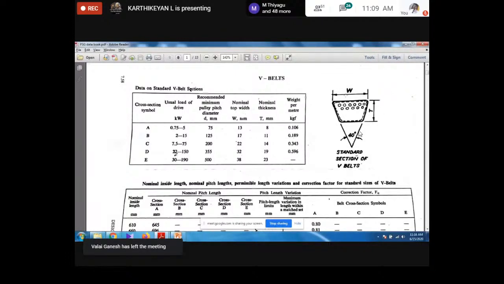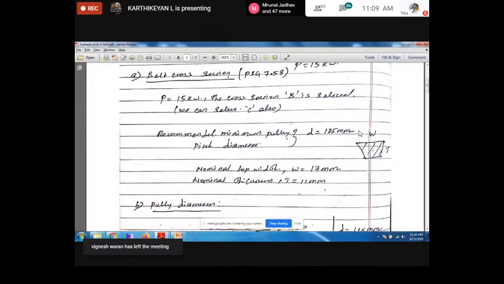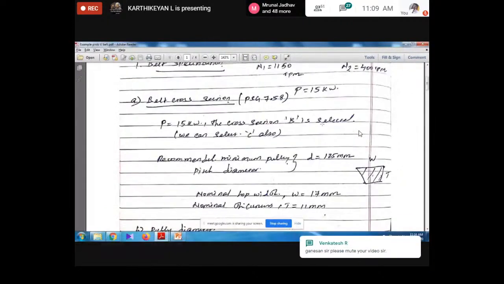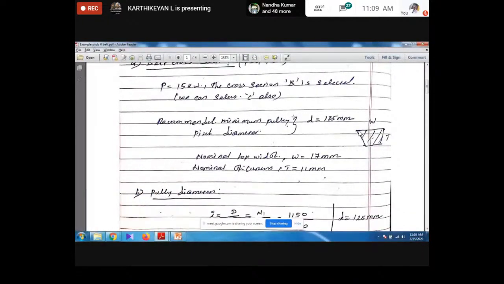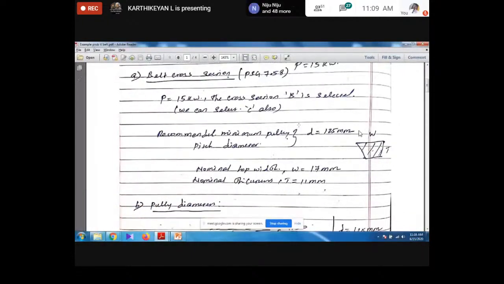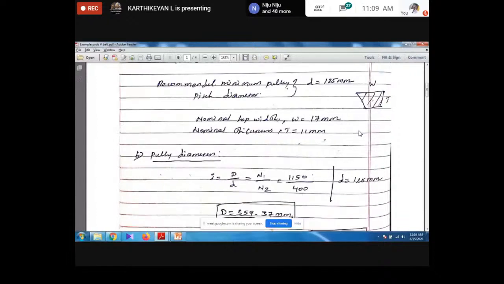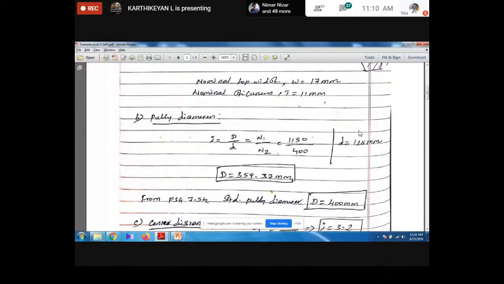The nominal top width is just W, the top width of the belt, and T is the total height of the V-belt. From this page number 7.58, I am selecting this data. So my recommended selection is the B cross section. So the first step is over. The second step is to proceed with the pulley diameter.